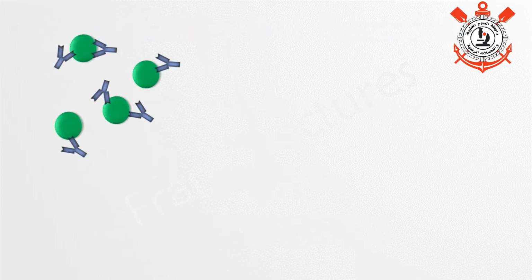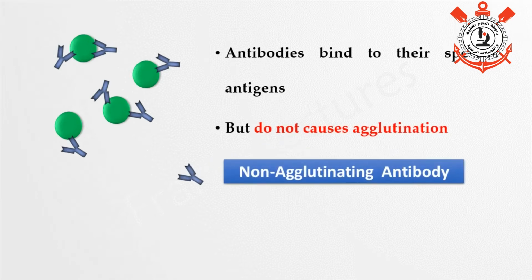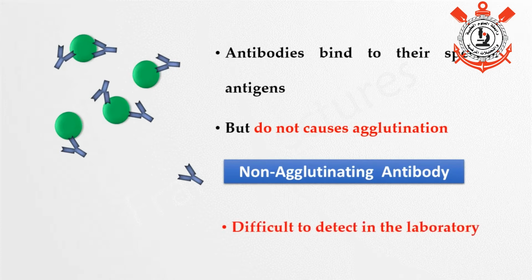Now there are other antibodies that do bind to their specific antigens, but they do not cause agglutination. Such antibodies are known as non-agglutinating antibodies. One reason for this non-agglutination is that the epitopes to which these antibodies bind are spaced at larger distances, and therefore, these antibodies are not able to cross-link them. Because of this, these non-agglutinating antibodies are difficult to detect in the lab.